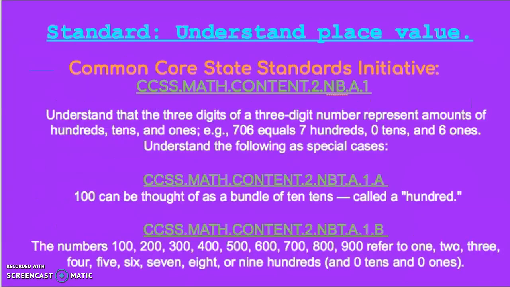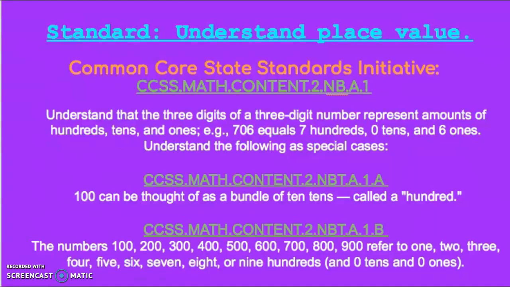So the standard I want to focus on is understand place value. In Hawaii, we use the Common Core. So I got this from the Common Core State Standard website. In this standard, students will understand that the three digits of a three-digit number represent amounts of hundreds, tens, and ones. For example, 706 equals 7 hundreds, 0 tens, and 6 ones.